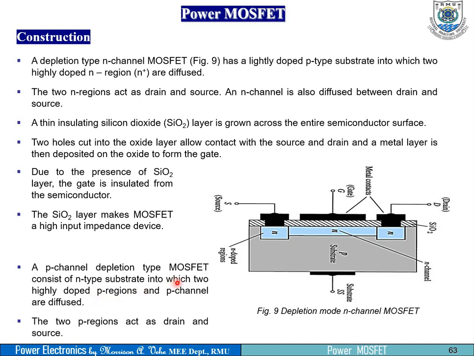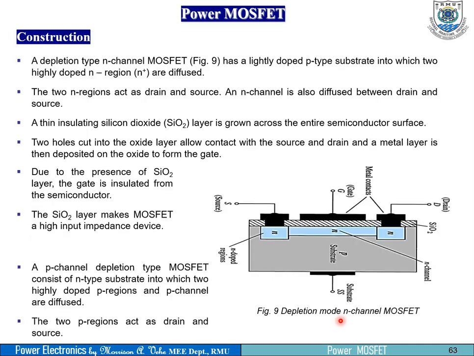Okay, so same concept. Take an n substrate, then dope a p-type material into the substrate, diffuse a p channel, and you have formed a p channel device, which is a MOSFET. The two p regions act as the drain and the source.